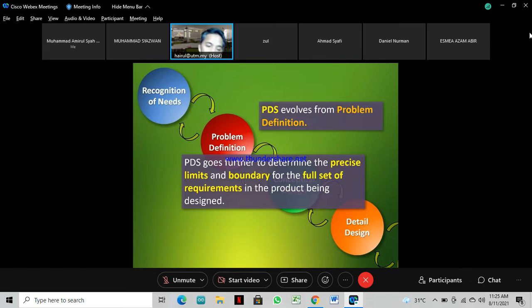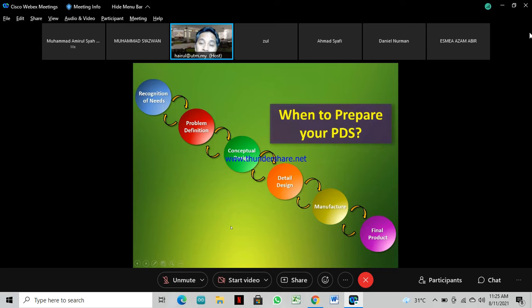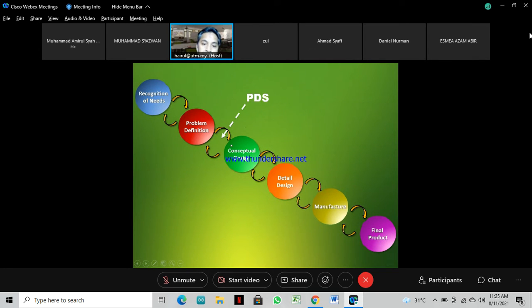All the statements in the PDS are based on your information, which you and your team members have already compiled. You know the limitations. They give you the precise limits and boundary for you to generate ideas. So when do we prepare the PDS? You prepare the PDS right before conceptual design. Make sure your PDS is completed.